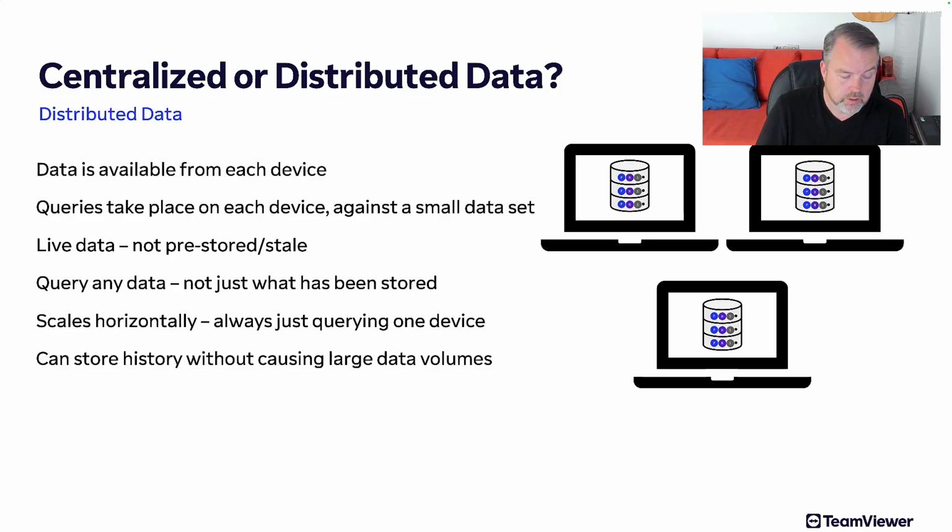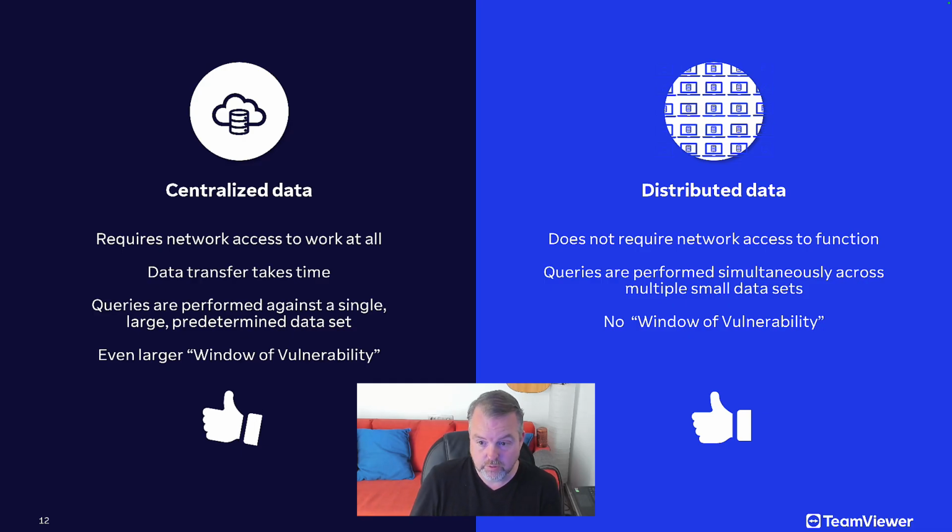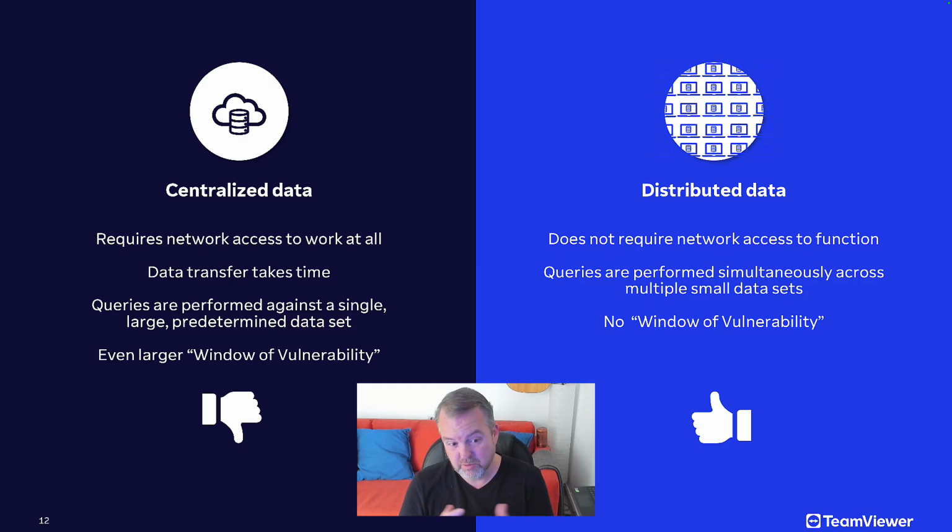It's instantaneous. Another benefit, of course, is that you don't require network access in order to have distributed data work, whereas you do require network access for centralized data. Transferring data from when something happens on a device or periodically from the device up to the network, up to the cloud, takes time in and of itself. So this window of vulnerability concept is a bigger window of more vulnerability when you have centralized data than when you have distributed data.